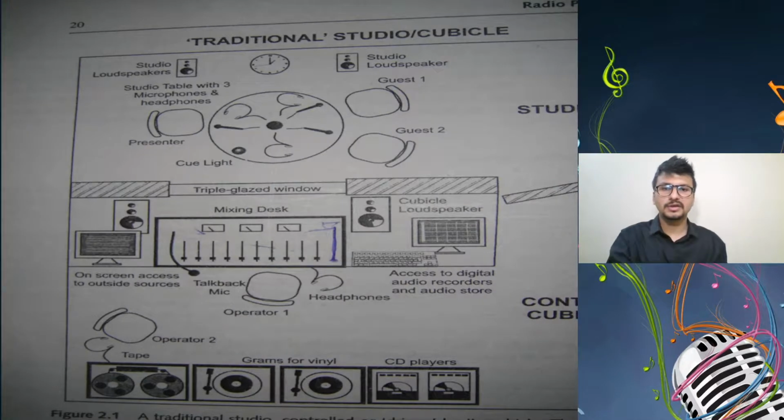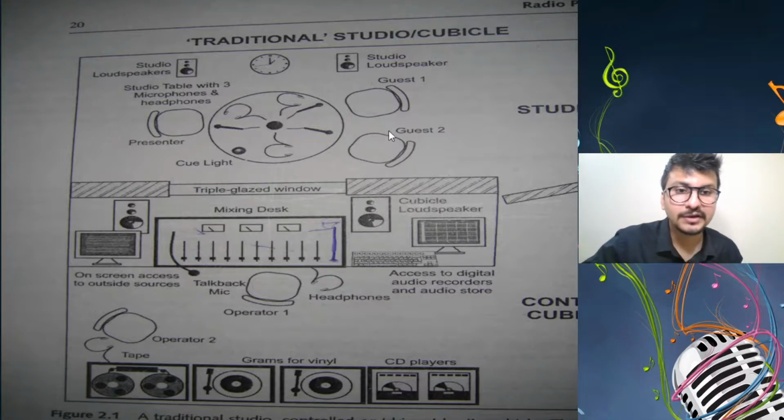Coming to this chart, this is the circuit diagram of the traditional studio or cubicle of the radio studio. Studio loudspeakers are there, then a clock, and again studio loudspeakers, two loudspeakers in the center. There's a cue light, and the presenter is sitting on this one side, and the two guests are sitting on both sides.